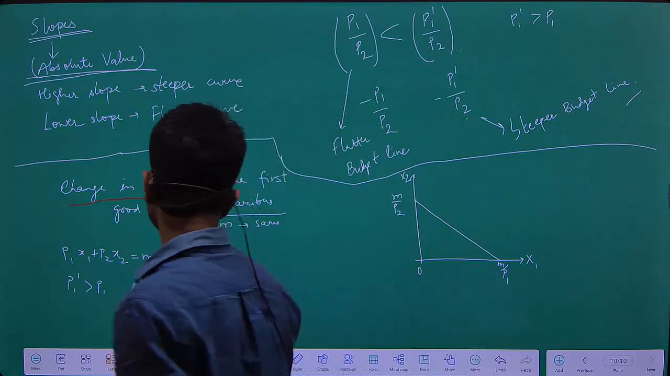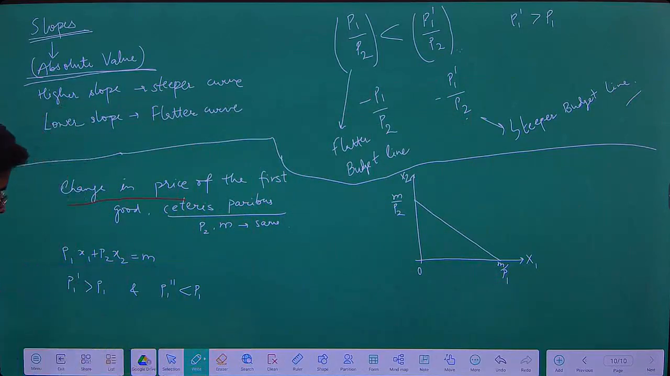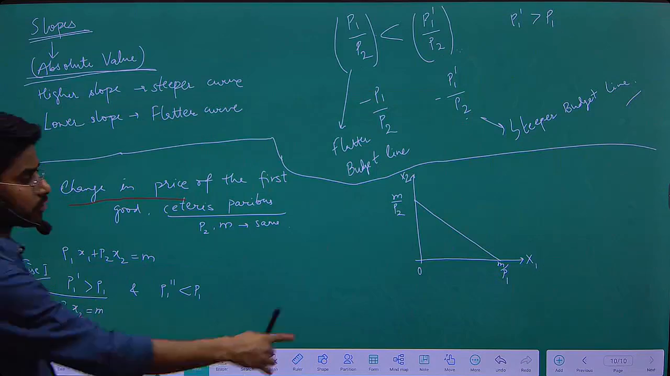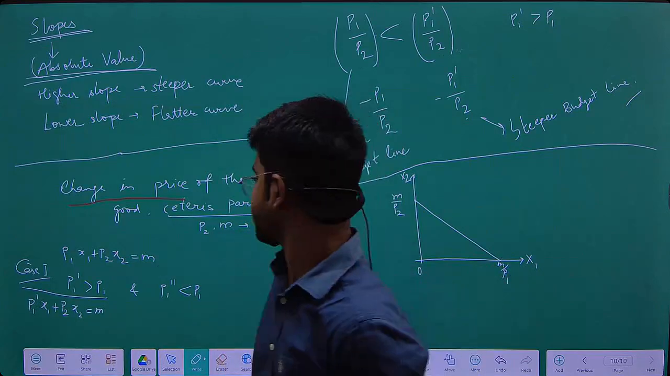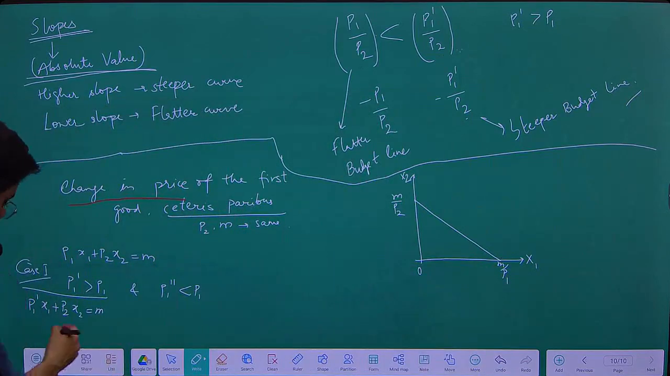So when your budget line or budget constraint changes, you will have, suppose this is your case 1. In that case you will have something like P1 dash x1 plus P2 x2 equal to M. In that case, if we are talking about this intercept, okay, so this intercept will have the value, say horizontal intercept.